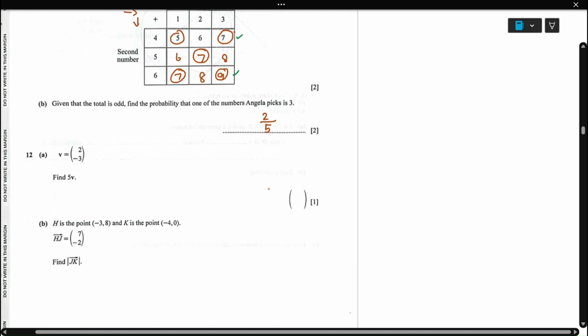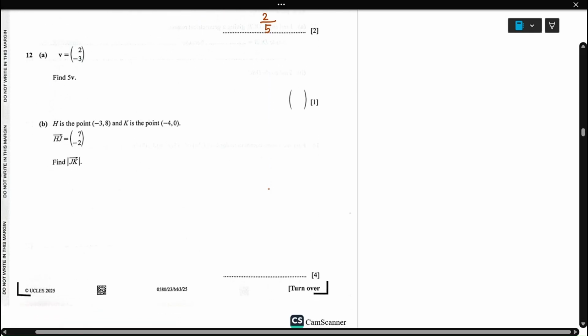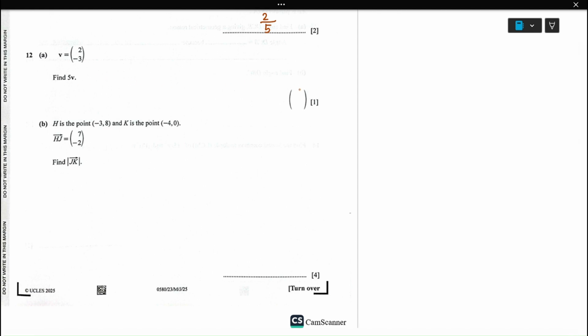Okay, so the next one, question number 12. 5v, just multiply by 5 with the given one, 10 and −15 here, that's it.